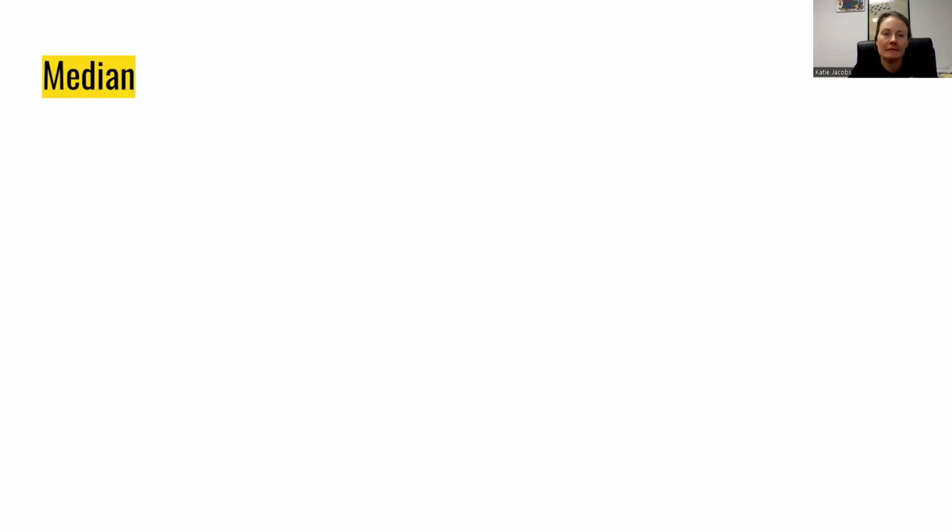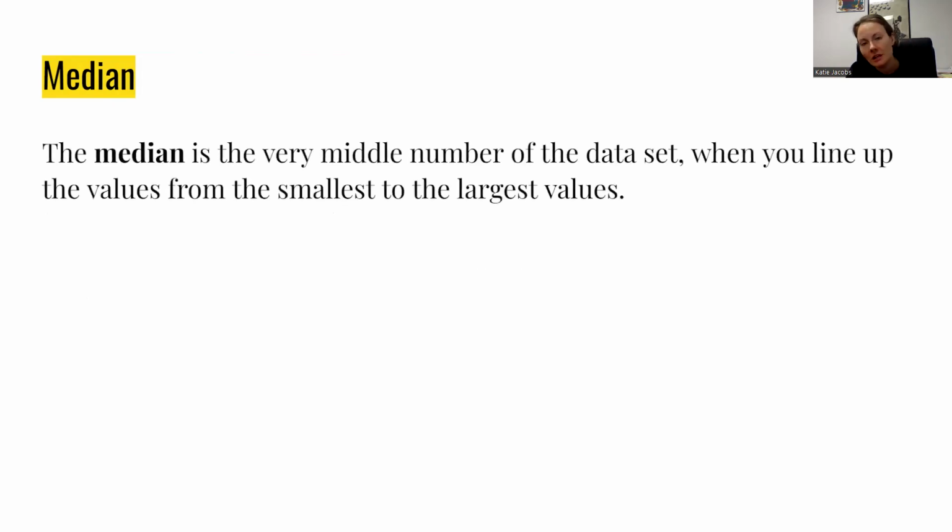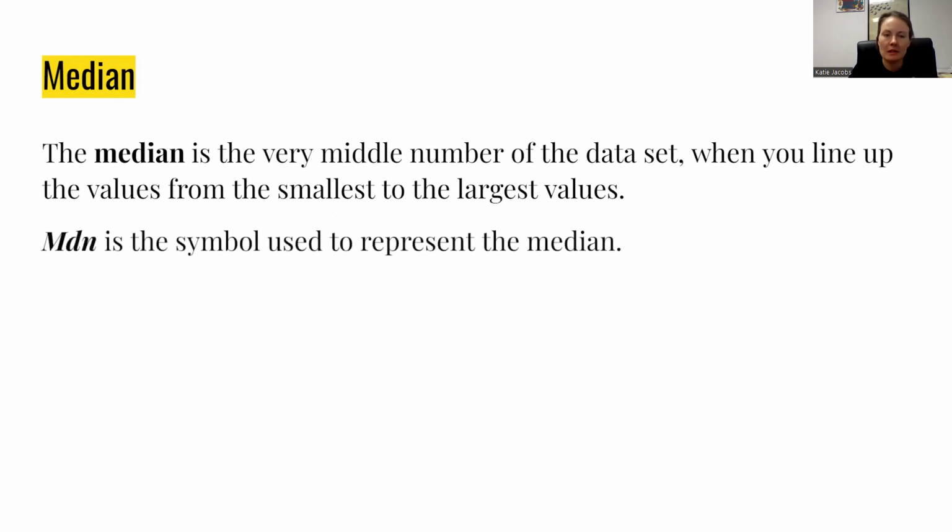Then we have our median. Make sure that you put that mode symbol onto your symbol sheet if you haven't done that already. With the median, this is the very middle number of the data set when we line up values from smallest to largest. Capital M, lowercase d, n, all italicized, is the symbol used to represent the median. So go ahead and put that on your symbol sheet now.